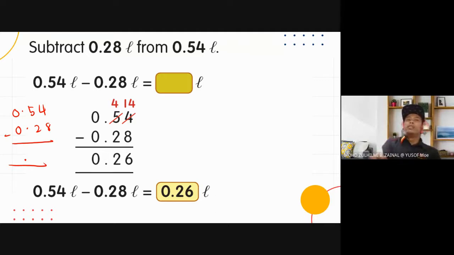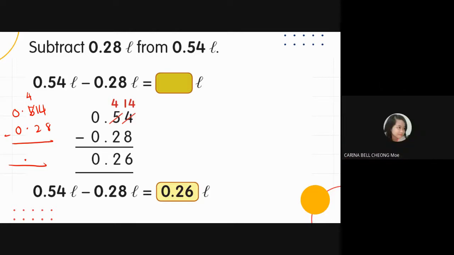4 minus 8. Okay, remember, 4 is smaller than 8. So 8 cannot be subtracted from 4. So what should you do? You have to borrow. This is regrouping. Okay, anything? Tak ada. Okay, so regrouping. So you have to deduct 1 from 5. 5 becomes 4. Then 4 will become 14. Kalau nak tulis atas pun boleh, nak tulis tepi pun boleh. So 14 minus 8.